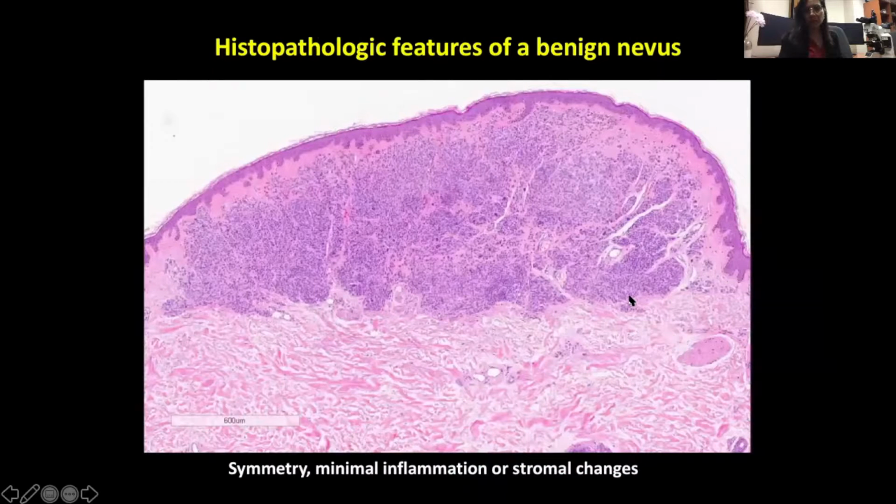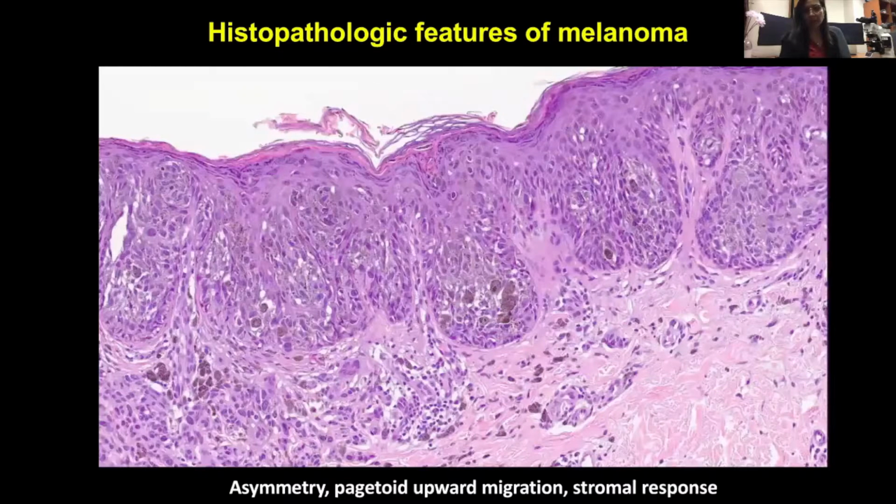And the other feature of the nevus is the presence of symmetry, both sides, and inflammation or host response is very minimal or absent, and no stromal response either. So those are the features of nevus. On the other hand, in melanoma, what you see is asymmetry. You see these pagetoid melanocytes up to the granular layer, and then of course stromal response. You see pigment incontinence, fibrosis, inflammatory infiltrate. Those are the features worrisome for melanoma.